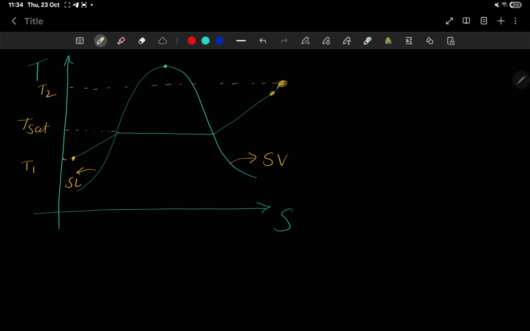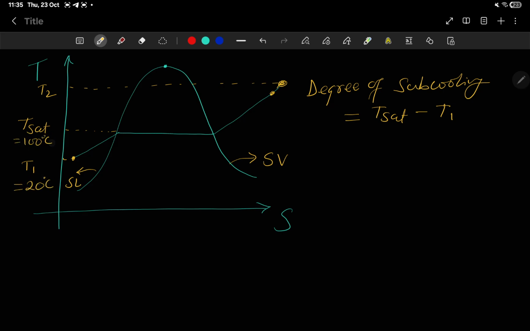Here we get the degree of subcooling. How much will it be here? T saturation minus T1. Now let T1 be 20 degrees Celsius and T saturation be 100 degrees Celsius. So what will be the degree of subcooling? This will be 100 minus 20. It will be 80 degrees Celsius.